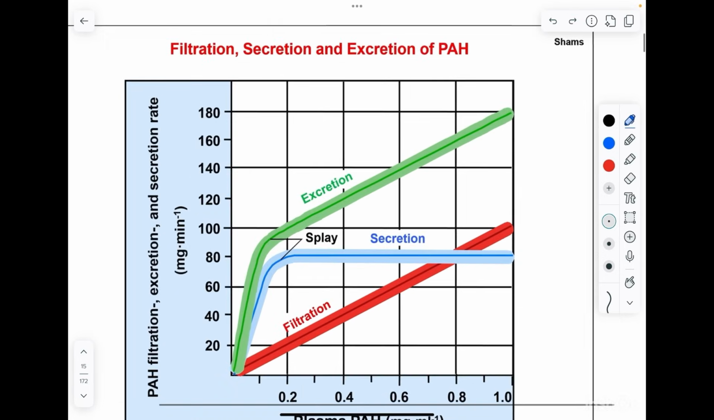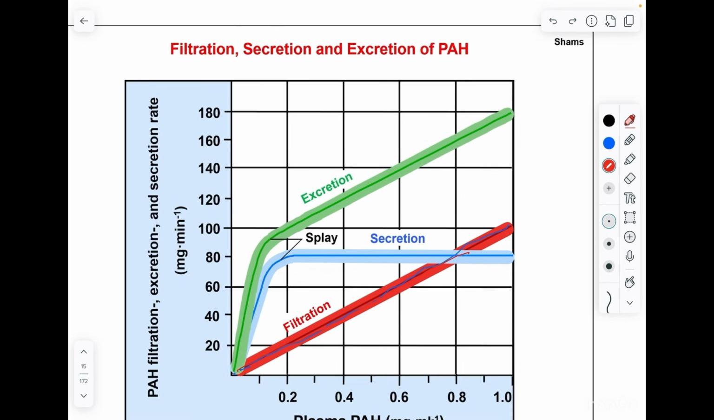Now, if we were to put that into a graph, we will have this filtration, which is, the more PAH you put, the more filtration will happen. And we have this secretion. Now, as you can see, secretion reaches a plateau. Let's just use red for this. Here, this is a plateau. Why? Because secretion has a limit. You cannot just secrete everything. There is a limit for secretion and a limit for reabsorption. So filtration will continue normally, but at a certain point, that secretion will stop. And you will have this.